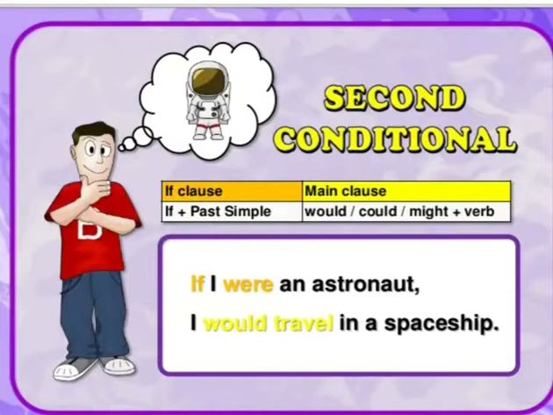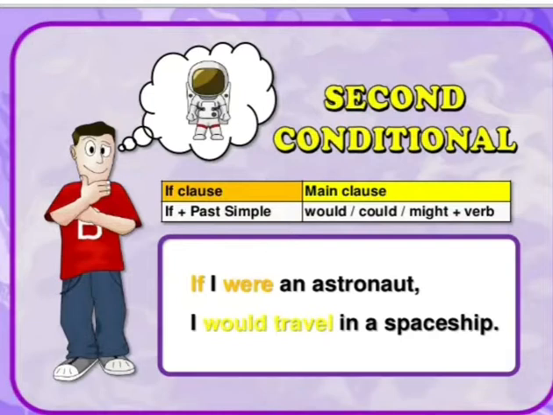Second conditional. Now in second conditional, in the if clause we use if plus simple past, and since in the if clause it is simple past, in the main clause we will use would, could, might plus verb. Like in first conditional, in the if clause we were using simple present, and in the main clause we were using will, can, may.